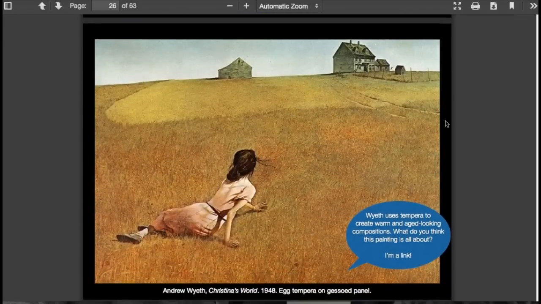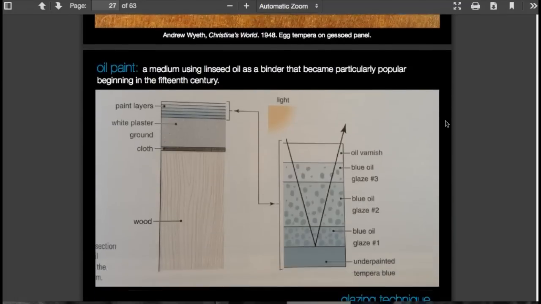Another artist who uses tempera paint quite beautifully in the 20th century is Andrew Wyeth, and he chose this method because of that beautiful texture and finish, and it also gave these warm, aged-looking compositions. I want you to consider this painting, and it's a link as well. This is called Christina's World. You might have seen this before, and I want you to really try to analyze this and think, what is going on here? What is this about? What is the artist trying to communicate to us, and what does it say about culture in the 20th century?